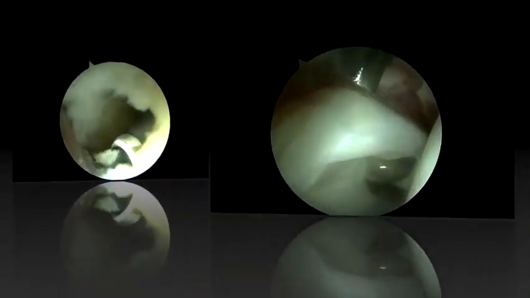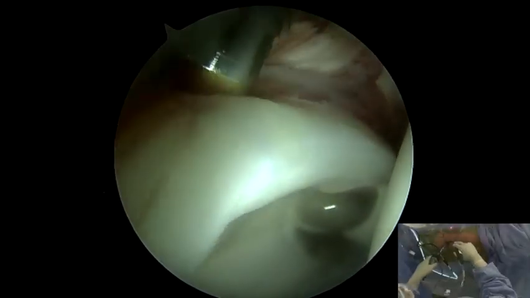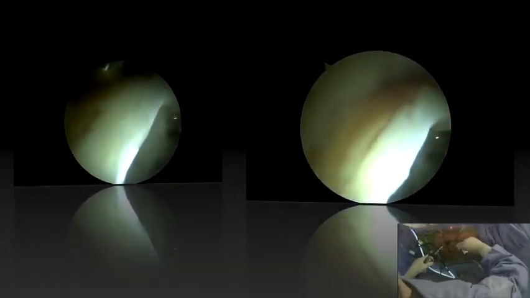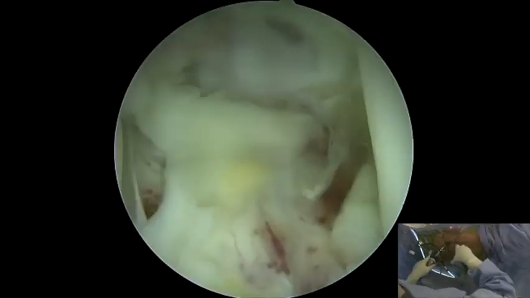After access to the hip is obtained, a diagnostic arthroscopy of the central compartment is performed to evaluate the labrum, femoral head, and the acetabular fossa, and to look for loose bodies in the peripheral compartment.